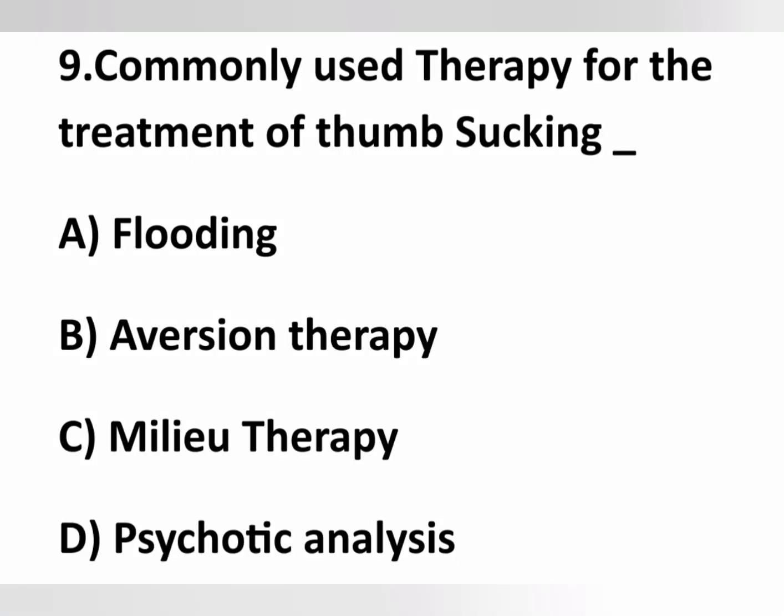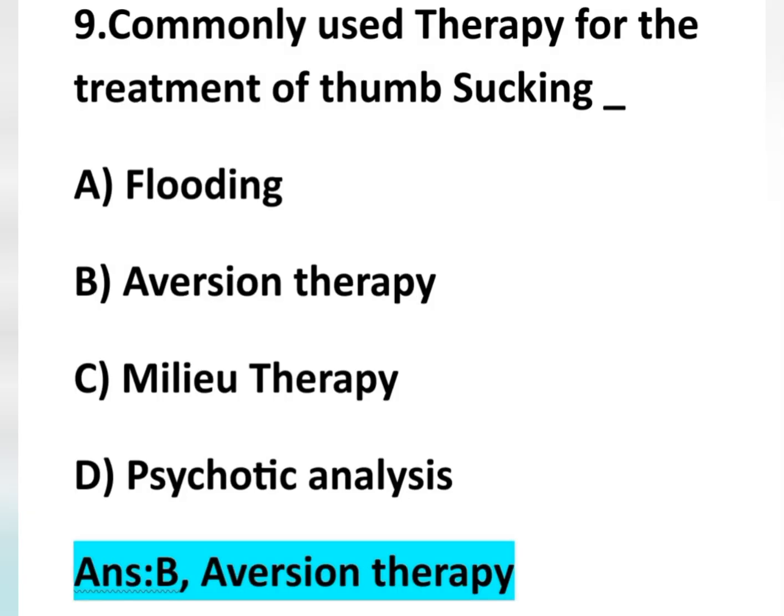Question number 9. Commonly used therapy for the treatment of thumb sucking is: option A, flooding; option B, aversion therapy; option C, myelotherapy; option D, psychotic analysis. Here the correct answer is option B, aversion therapy, which is mainly used in the treatment of thumb sucking.